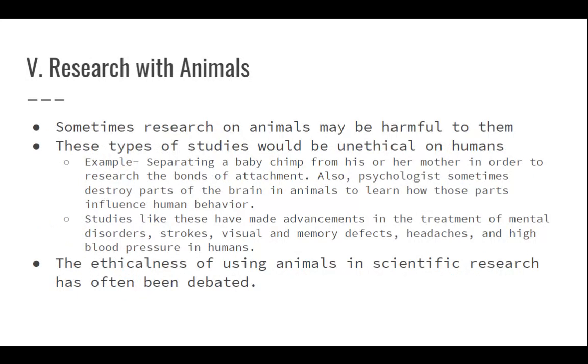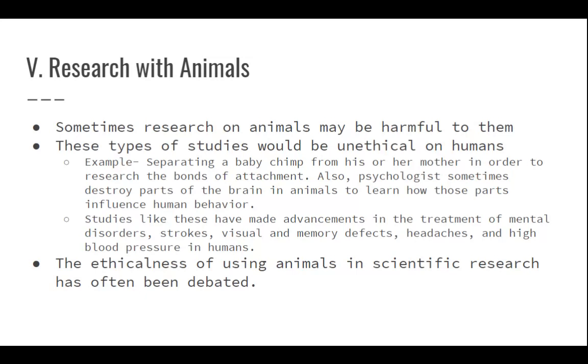Finally, what we're going to talk about is research with animals. Sometimes research on animals may be harmful to them. These types of studies would be unethical on humans, like that separating a mother from her child. Sometimes psychologists will separate a baby chimp from his or her mother in order to research the bonds of attachment. Also, psychologists destroy some parts of the brains in animals to learn how those parts influence the behavior of the animal and how that can be applied to human behavior.